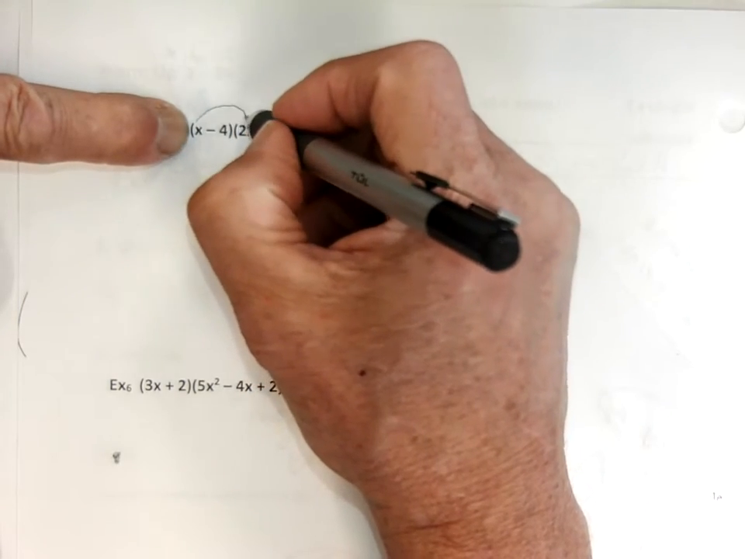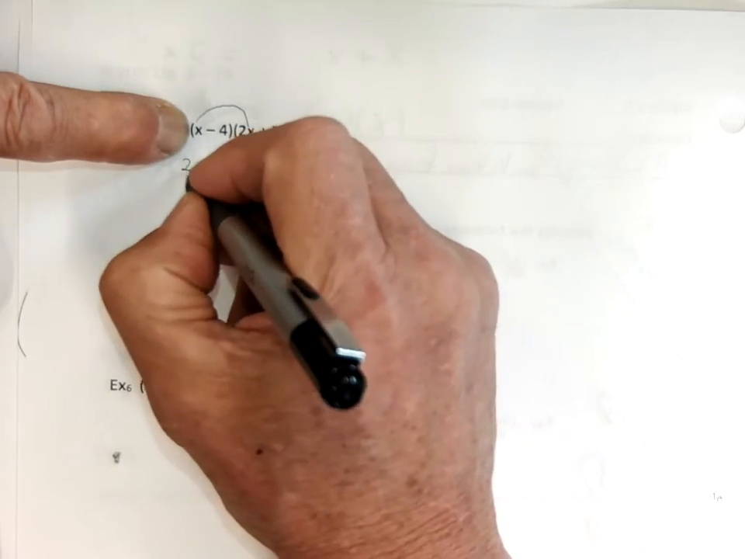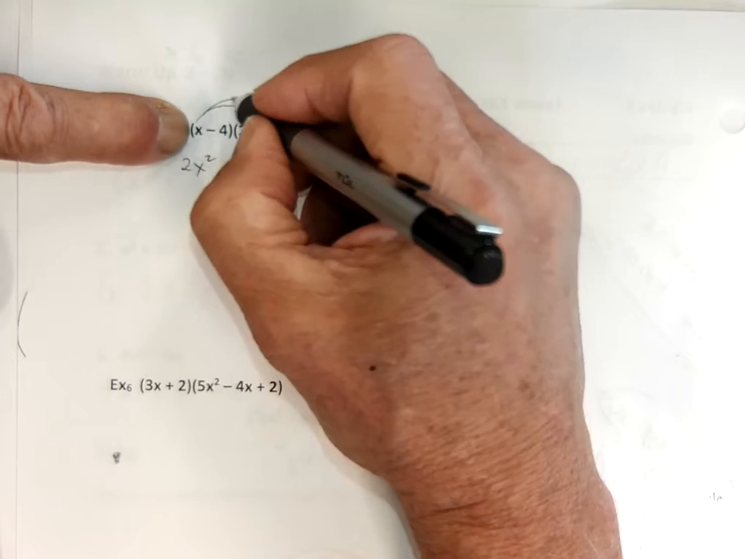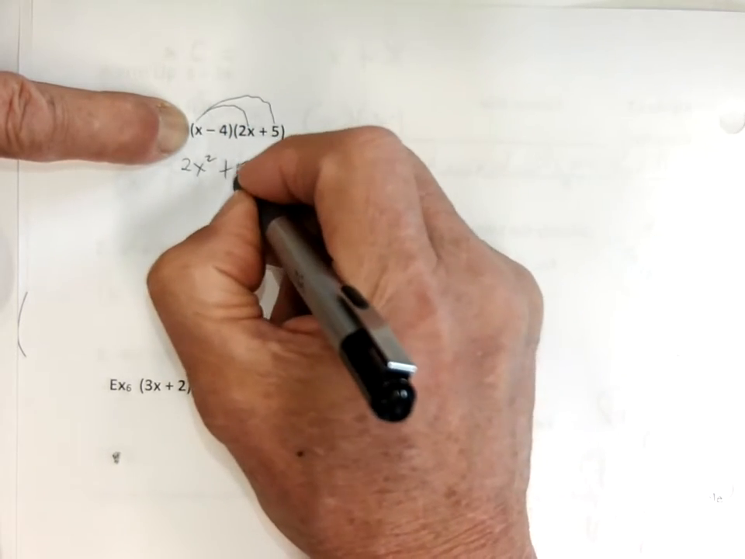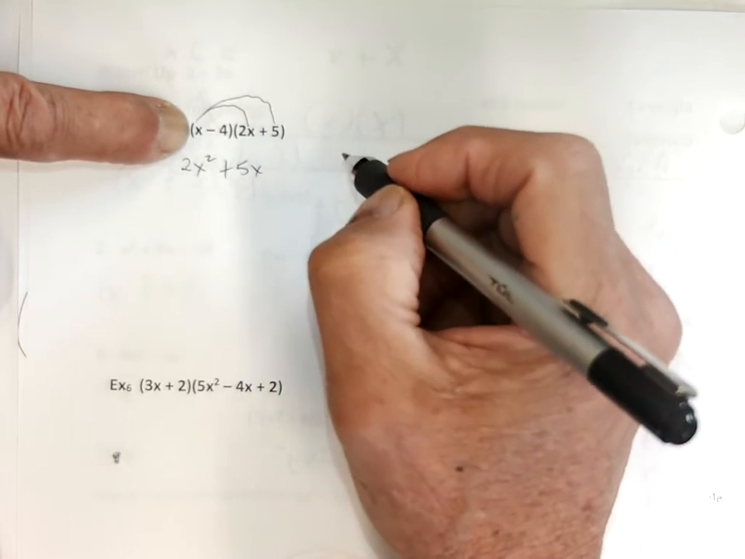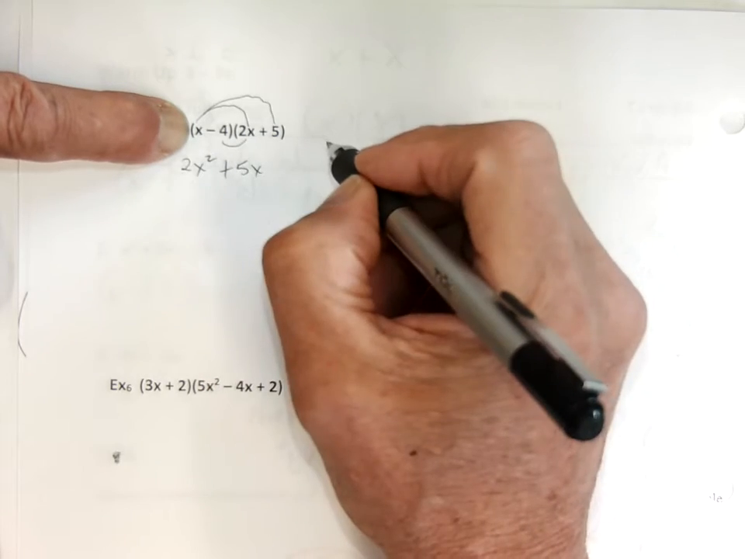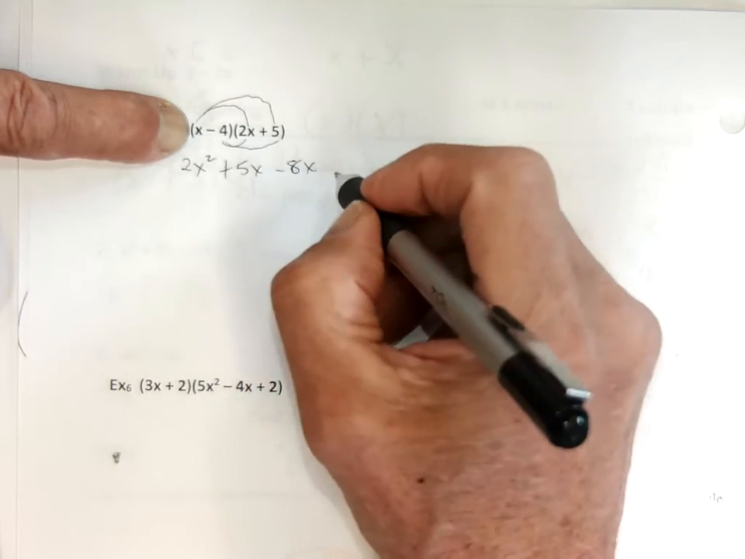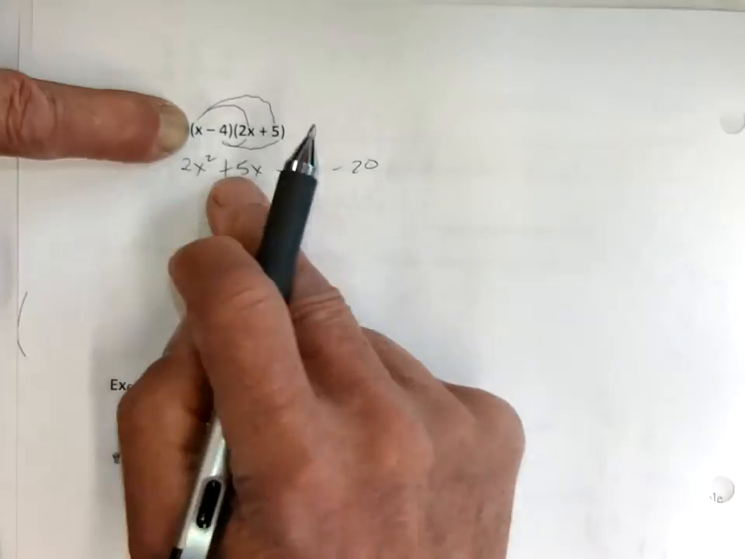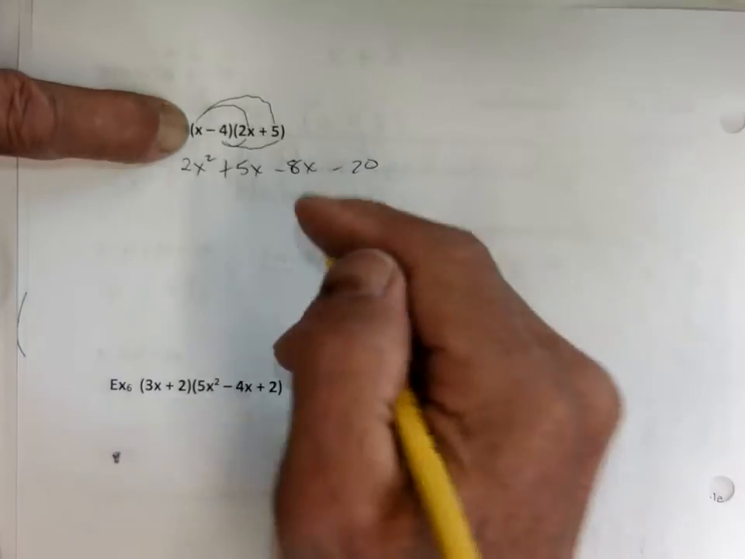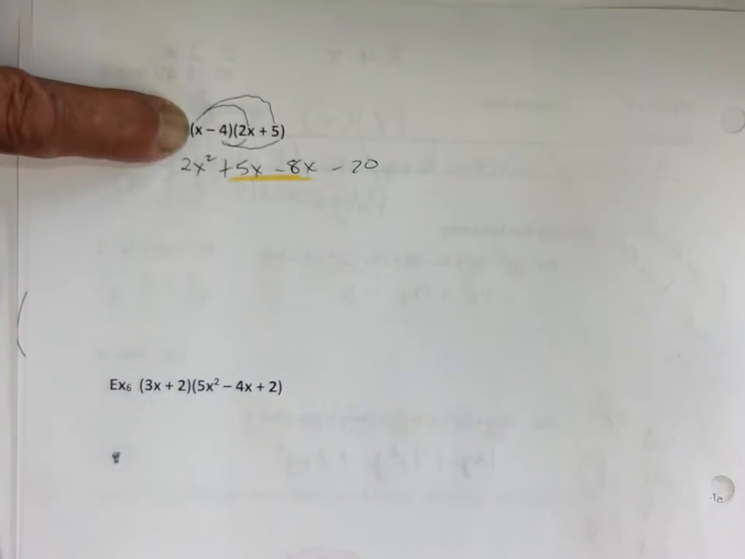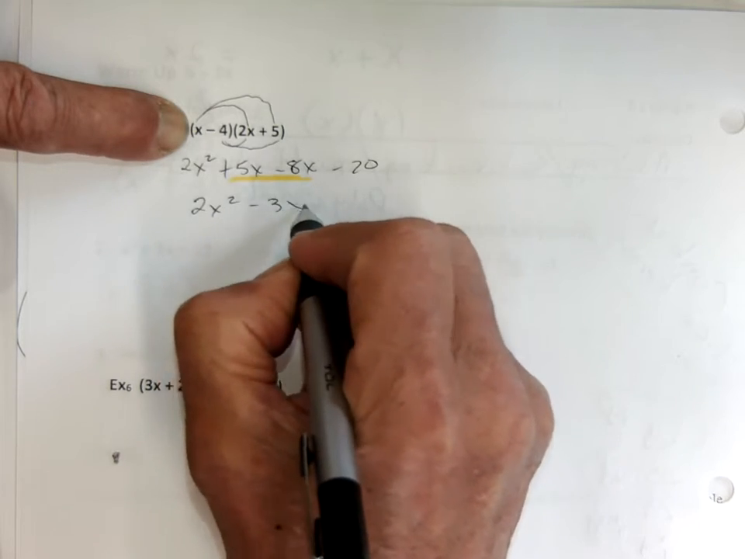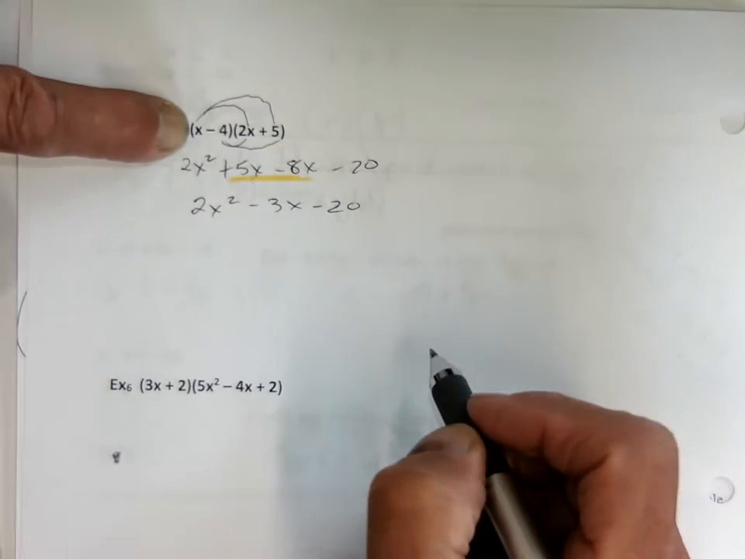Ready? X times x. x times 2x is a 2x squared, right? We're multiplying now. X times 5 is a positive 5x. Negative 4 times 2x is negative 8x. Negative 4 times 5 is a negative 20. Okay, and I'm gonna combine these because these are the same, right? Put those two together. All right, so I'm gonna go 2x squared minus 3x minus 20. Okay. So far, so good.